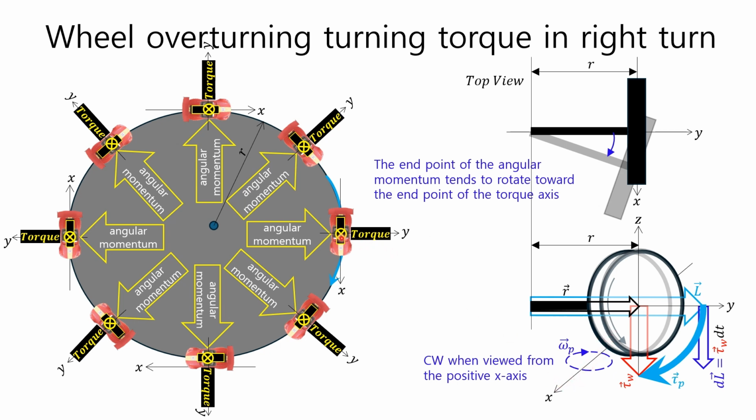As we have seen, whether the vehicle is turning left or right, all parts of the vehicle that turn in the same direction as the wheels generate an overturning torque toward the outside of the turn, thereby increasing the outward load transfer.